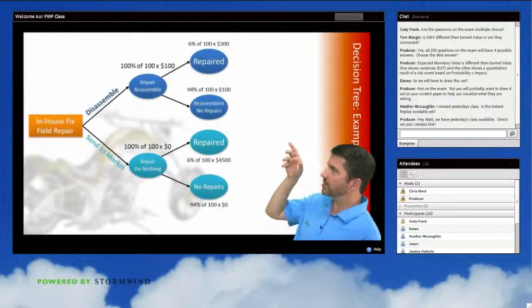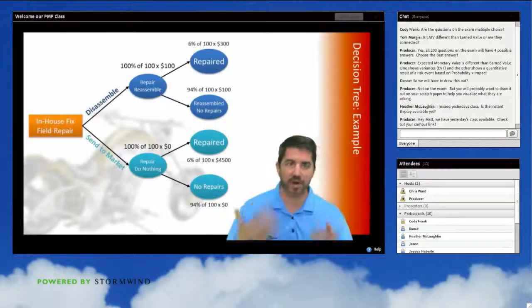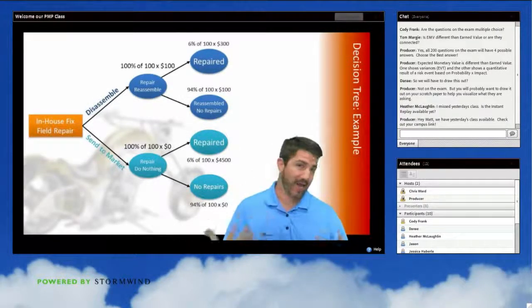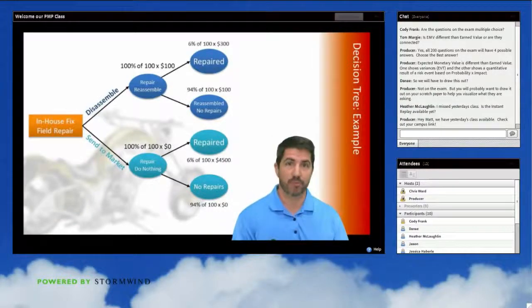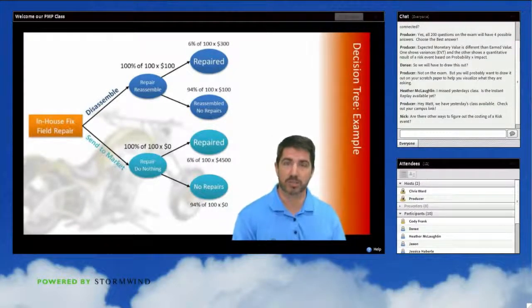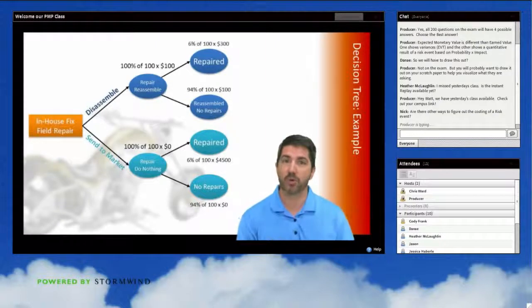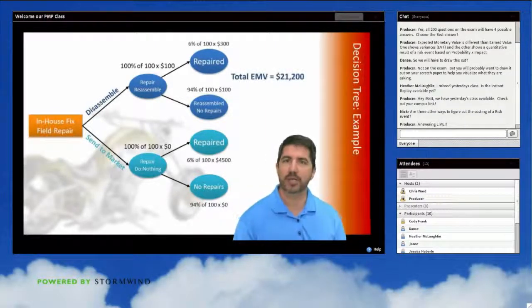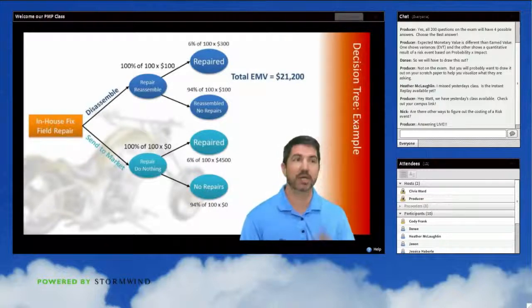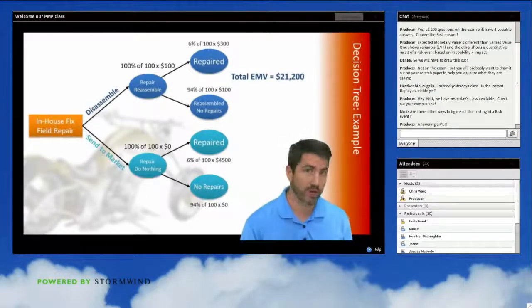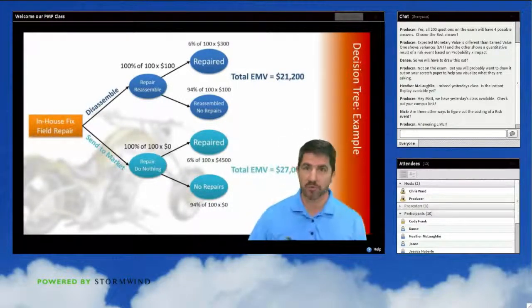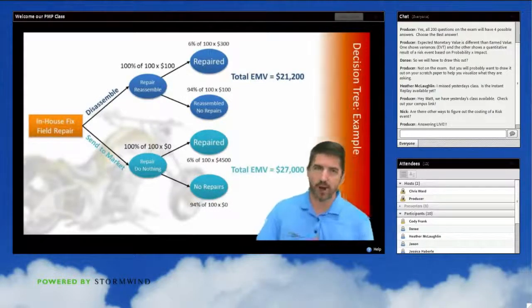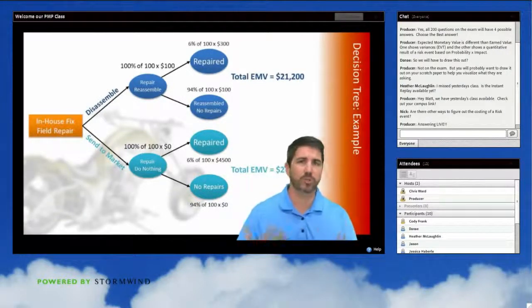Take a look at what you're doing here. You're going to go up to the top and say that I have 100% of 100 at $100, and that's going to give me, of course, the $10,000. And so how does that all work? Then you are going to add up each individual element here for the final amounts, which in this case is going to be total EMV is going to be 21.2, and as you can see right here behind me, the bottom is going to be 27. Well, which one do you choose? Well, check out this, folks.